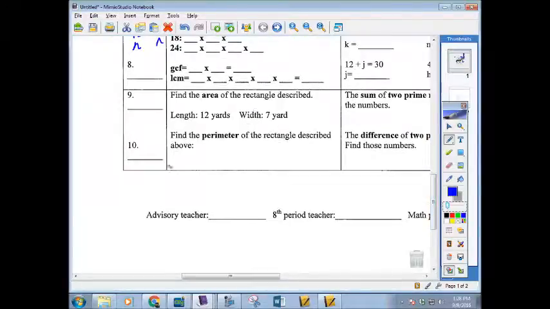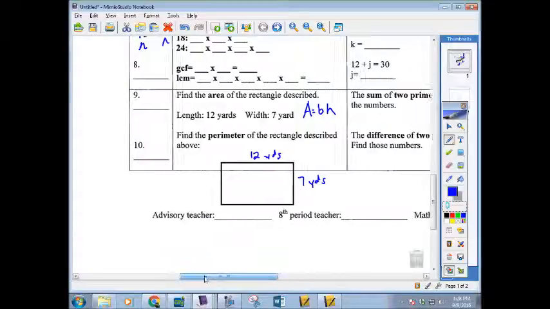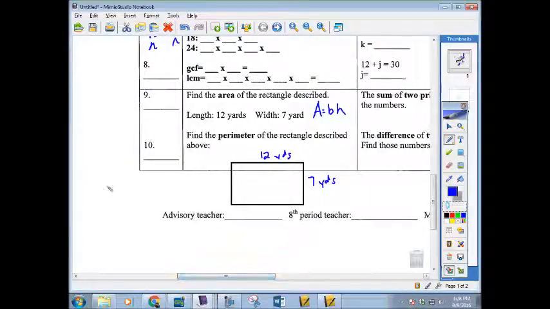Area. Okay, I will tell you what the area formula for a rectangle is. It is area equals base times height. I'll even draw you a picture. There's our rectangle. We know it's 12 yards by 7 yards. So that's a base, that's a height. It's pretty easy. The biggest thing here is you can't forget your units whenever you're doing an area question. Okay?